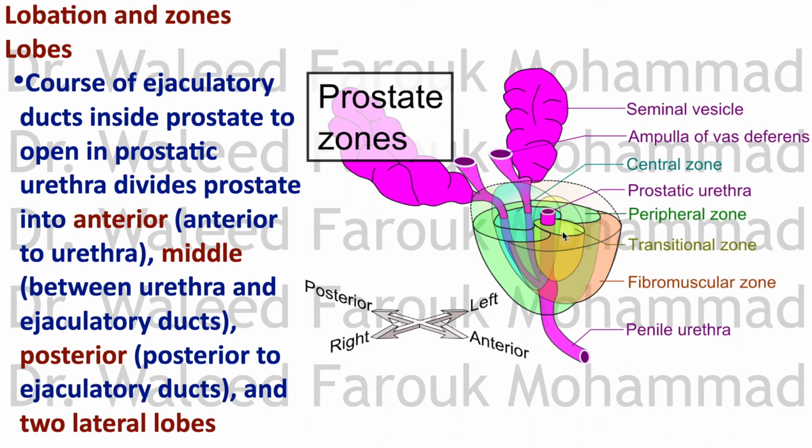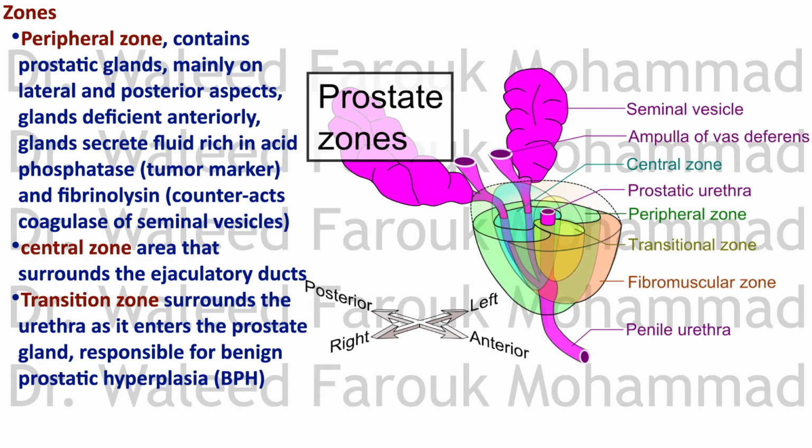The middle lobe is involved mostly in benign prostatic hypertrophy, or benign enlargement of the prostate, but this is more accurate if you use the zones system. The zones, here, as you can see in this drawing: there's a peripheral zone. The peripheral zone contains the tubuloalveolar glands, the prostatic glands themselves, mainly on the lateral and the posterior aspects.